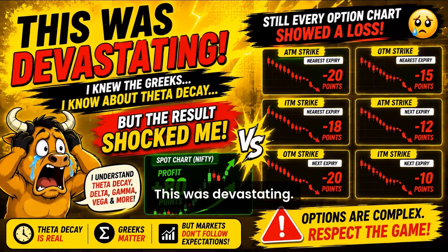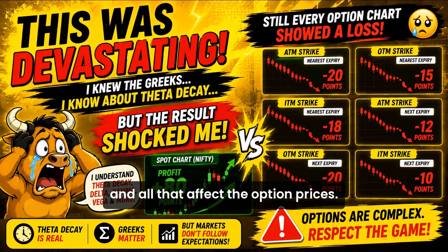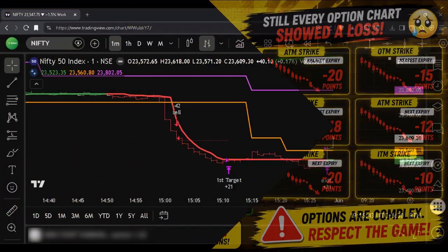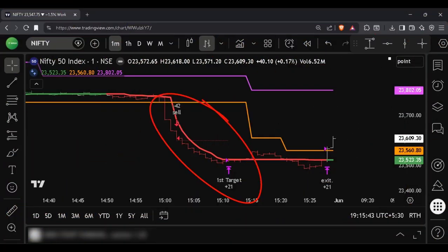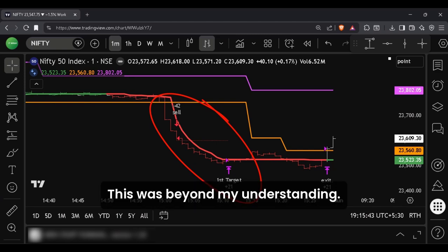This was devastating. I know there are factors like option Greeks and all that affect the option prices. I understand that a theta decay occurs when you buy the options. But here the trade was completed in a mere 10 minutes. So how could the premium decay that much? This was beyond my understanding.